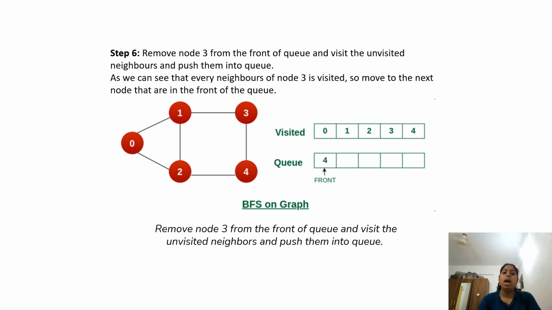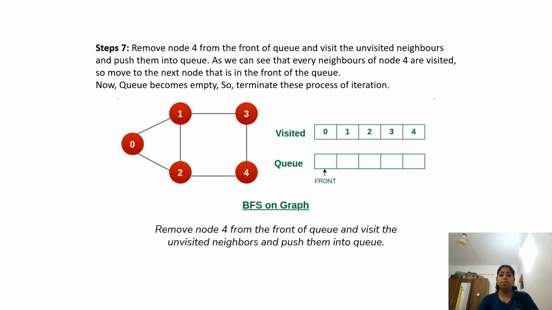As we can see that every neighboring node of node 3 is visited, so we move to the next node that is in the front of the queue. Step 7. Remove node 4 from the front of the queue and visit the unvisited neighbors and push them into the queue. As we can see that every neighbor of node 4 is visited, so move to the next node that is in front of the queue. Now the queue becomes empty. So terminate the process of iteration.